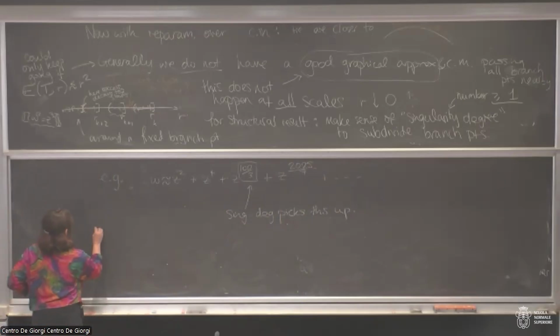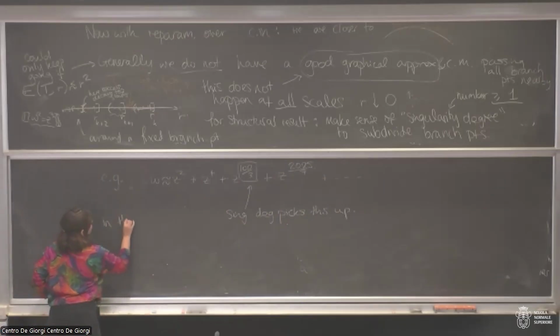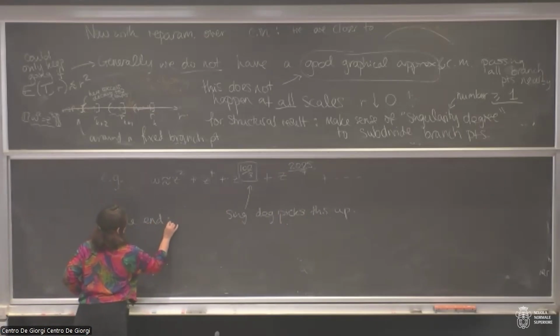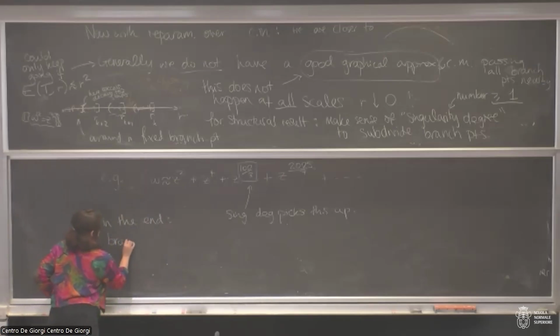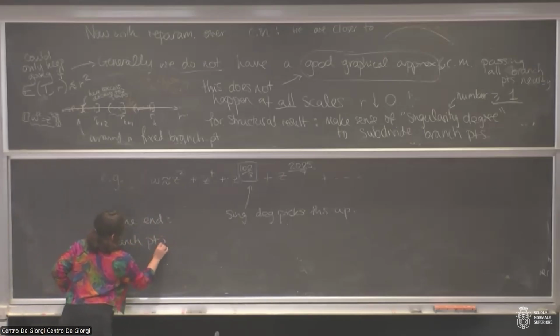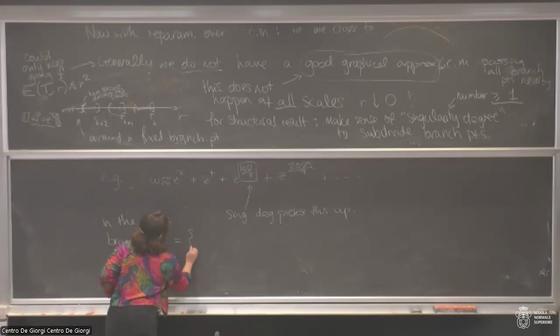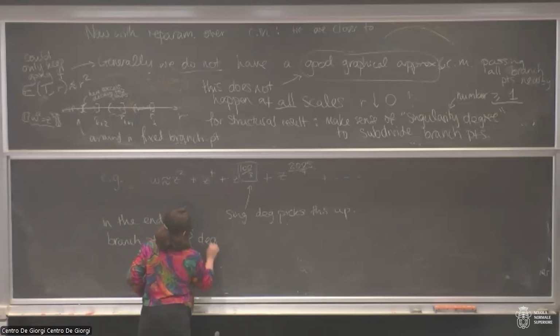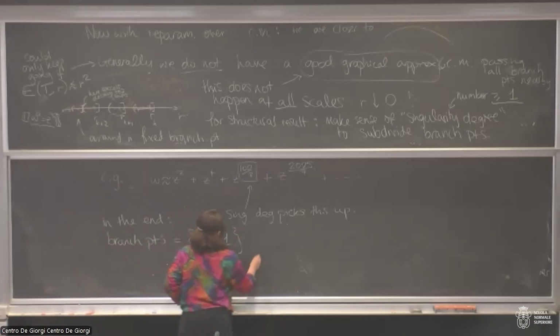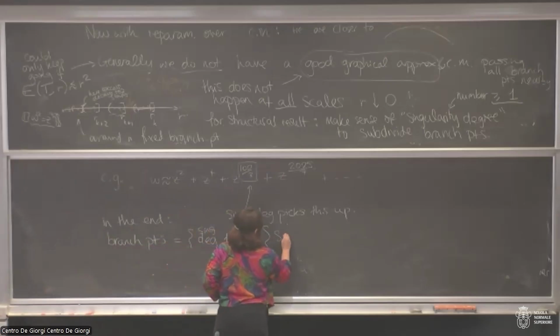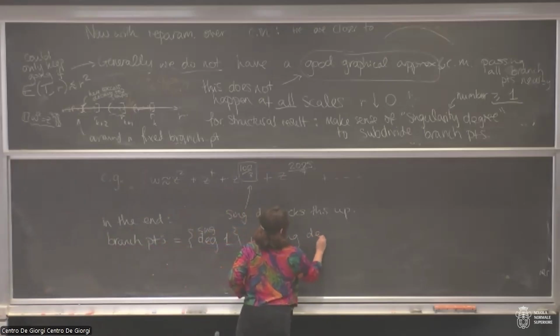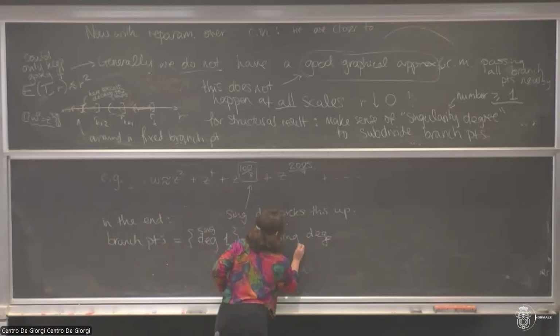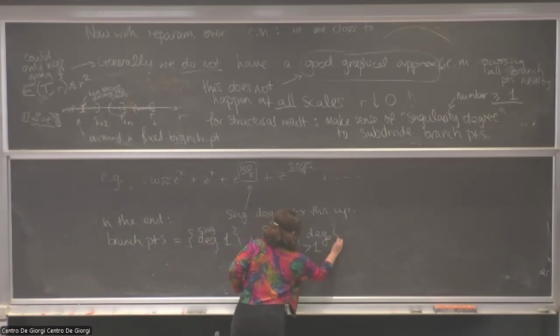And so in the end, the branch points, you can write them as the points that have singularity degree exactly 1, union the points where the singularity degree is strictly bigger than 1.